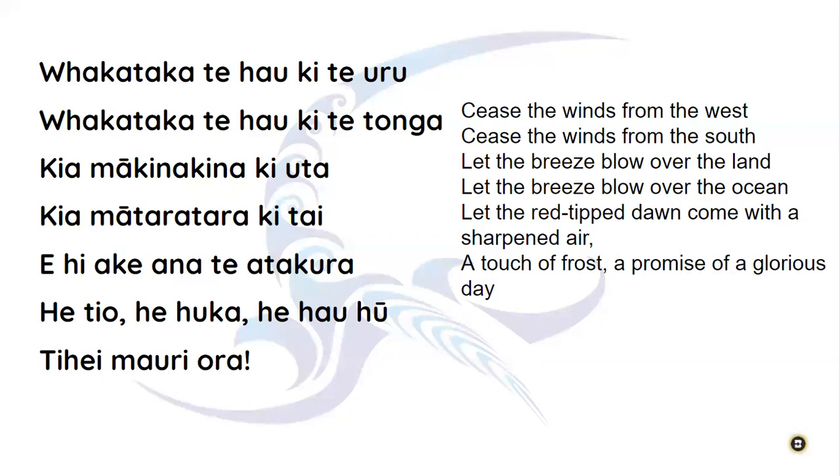We'll start with a karakia. Whakatakata hau ki te uru, whakatakata hau ki te tonga, kia mākinakina ki uta, kia mātaratara ki tai, e hī ake ana te atākura, he tio, he huka, he hauhū, tihei, mauri ora.